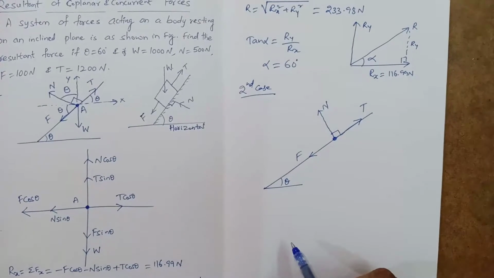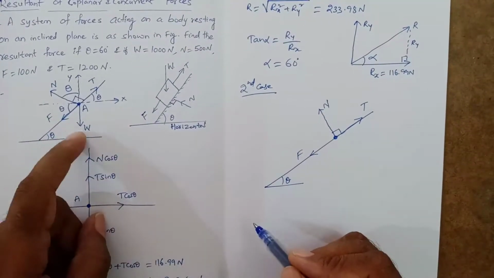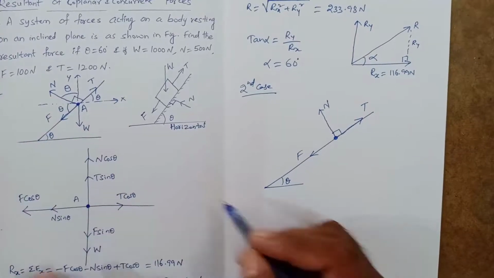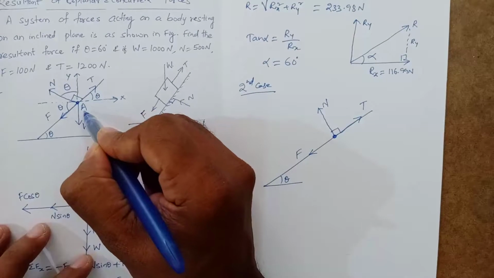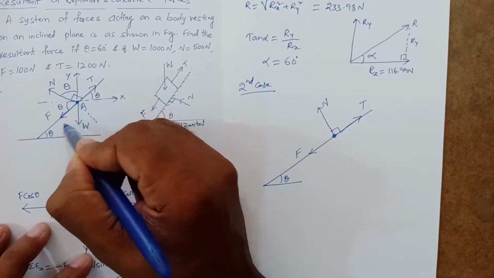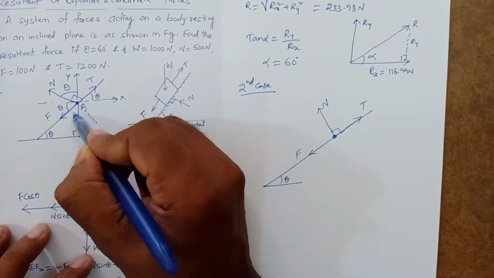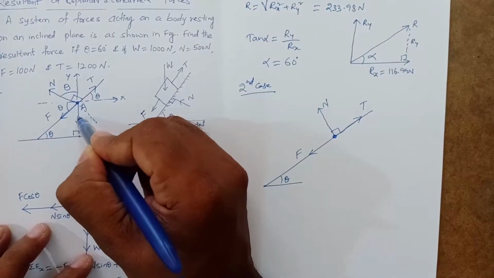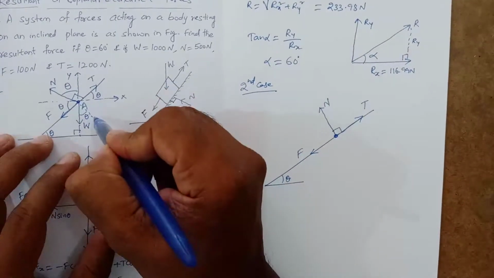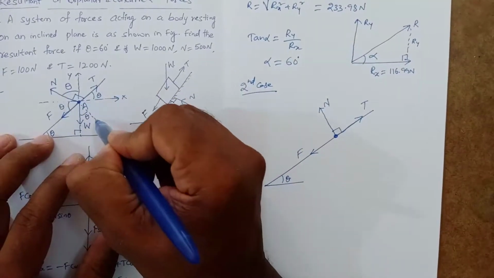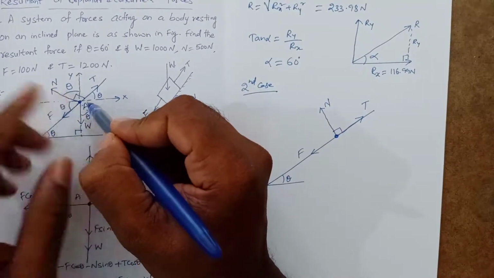The only thing is, with respect to the direction along the inclined plane and normal to the inclined plane, W is inclined, making an angle. What is that angle? If you extend this line here, this angle is 90 minus theta, and the total angle is 90, so this will become theta. This complete line is normal, it is acting along this line N. I have not drawn it properly.